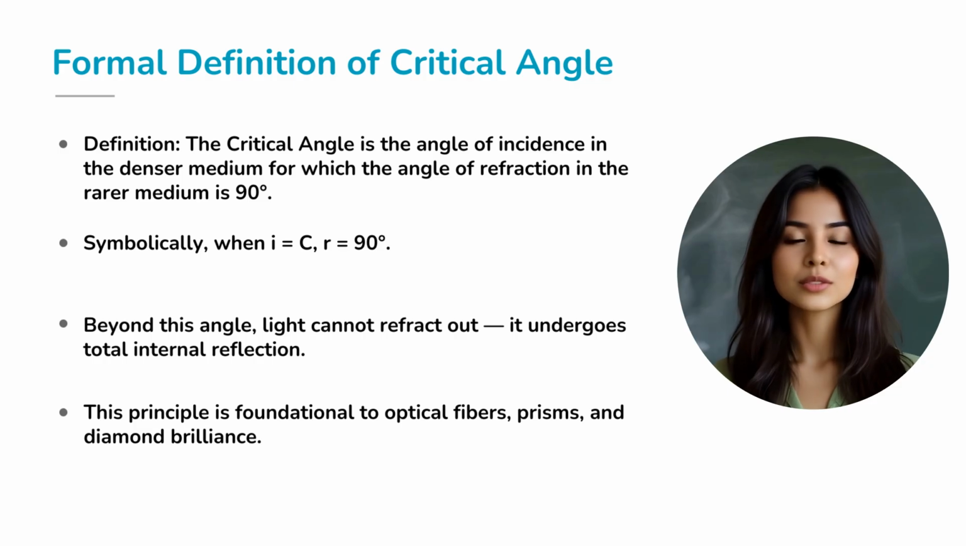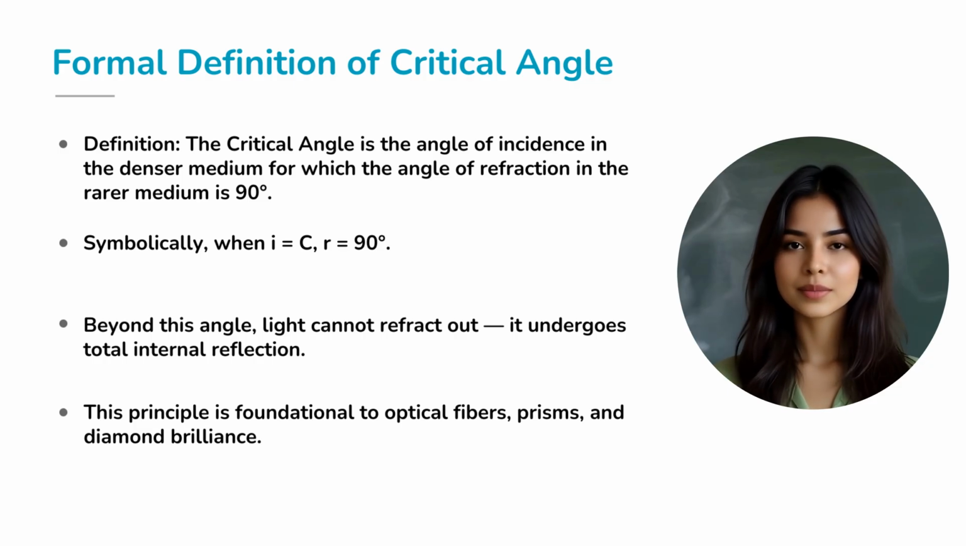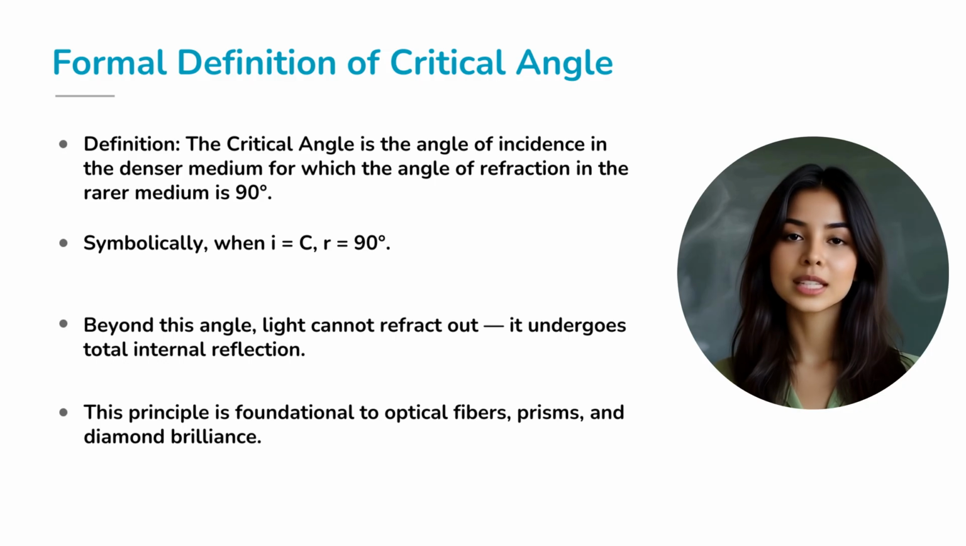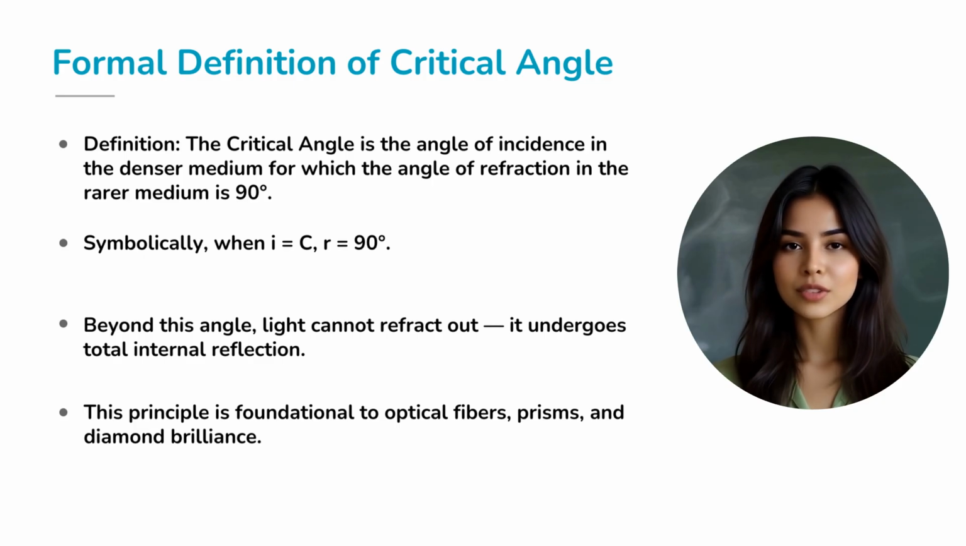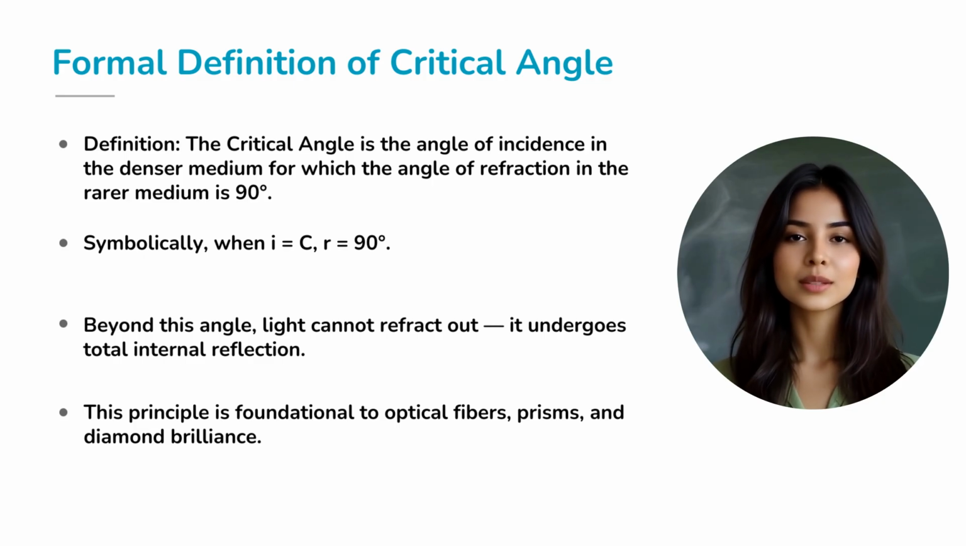So how do we define this more formally? The critical angle is the angle of incidence in the denser medium for which the angle of refraction in the rarer medium is exactly 90 degrees. In other words, when the angle of incidence equals C, the angle of refraction becomes 90 degrees.